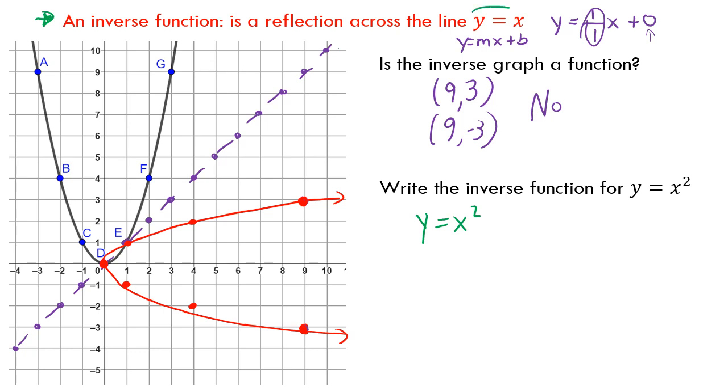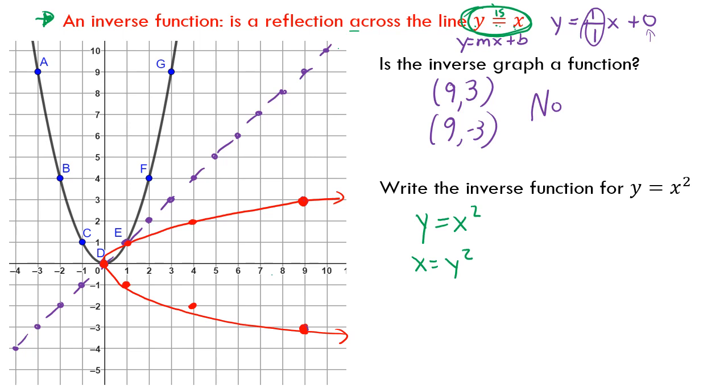Well, up here, the definition of an inverse says a reflection across the line y equals x. That means the y is x and the x is y, which means if they are the same thing, it doesn't matter which one I write as x and which one I write as y. So I can switch their positions and make it x equals y squared. And that's okay because the y is the x and the x is the y that we see up here.